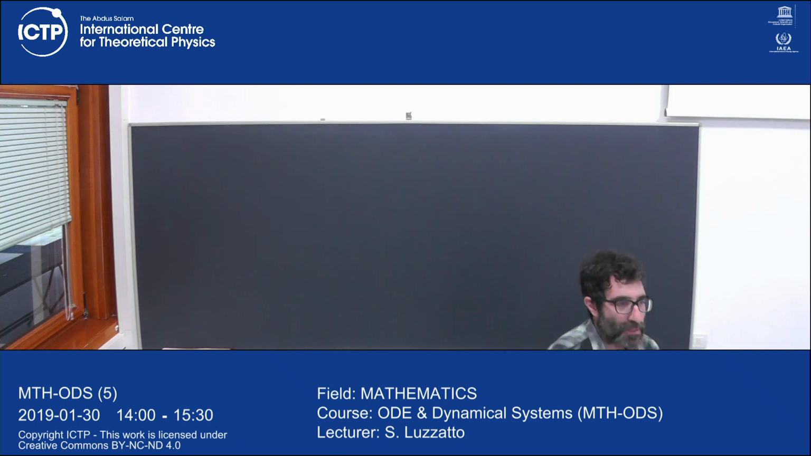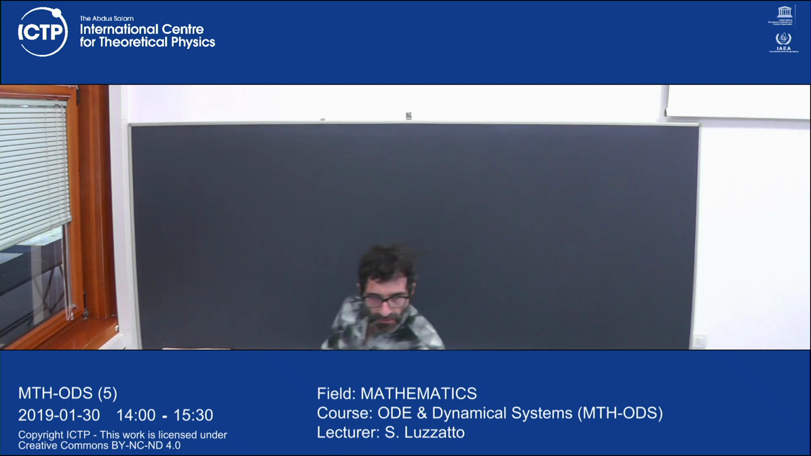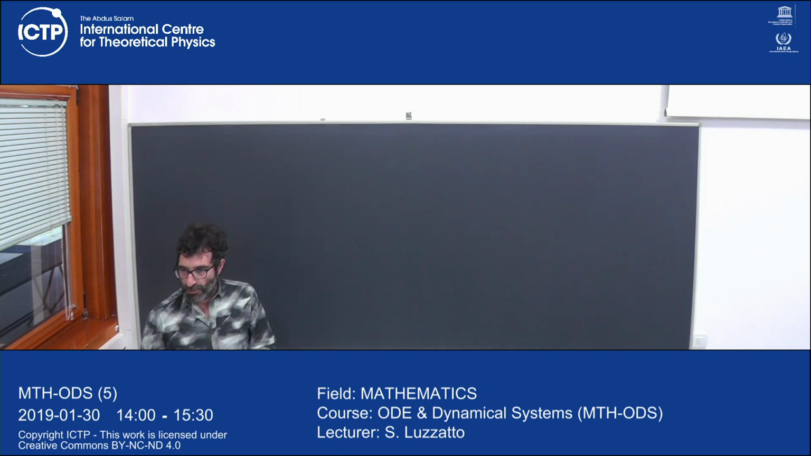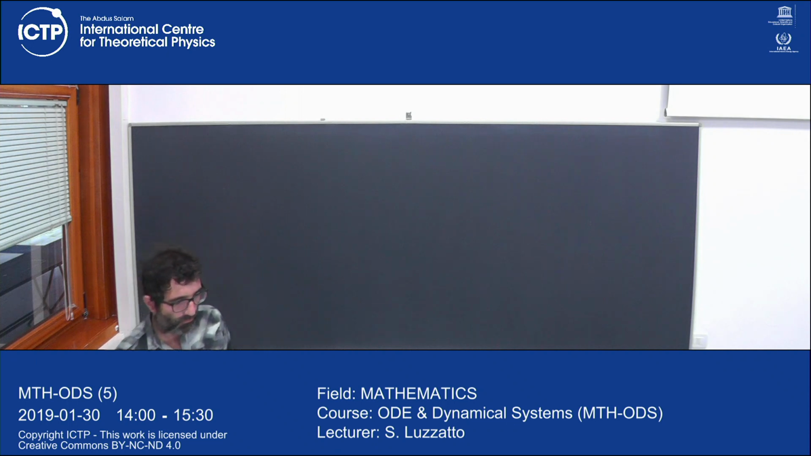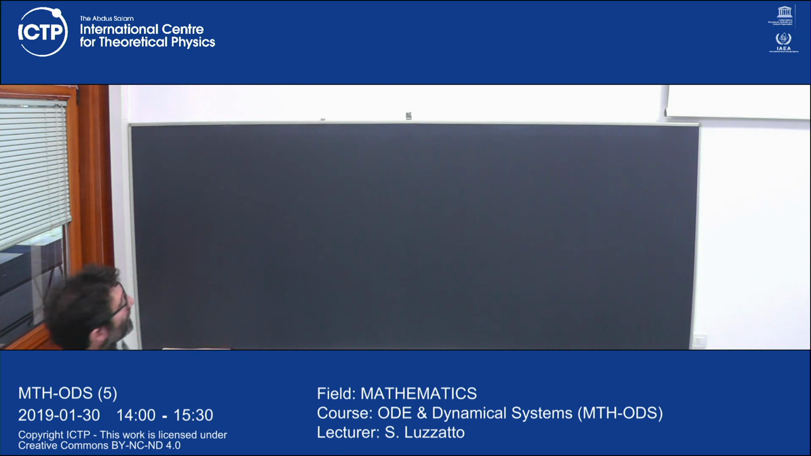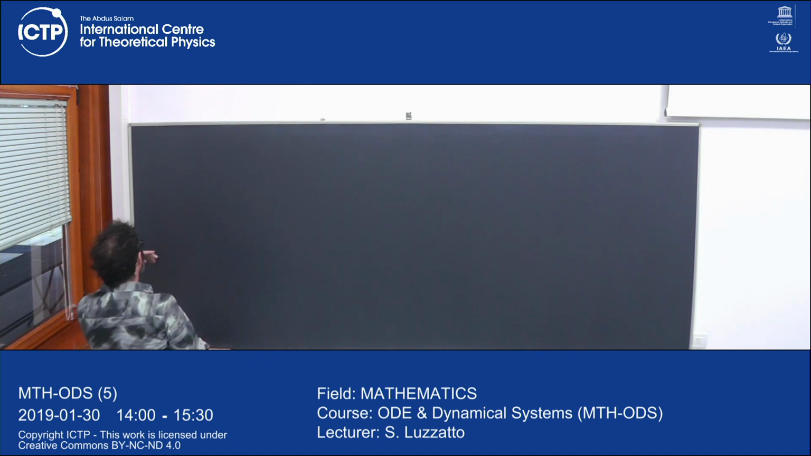So if you remember, yesterday we talked about the topological conjugacy of interval diffeomorphisms with two fixed points. And now we will try to generalize and look at interval diffeomorphisms with several fixed points. So first of all, let's see what a fixed point can look like. There are many different kinds of fixed points.